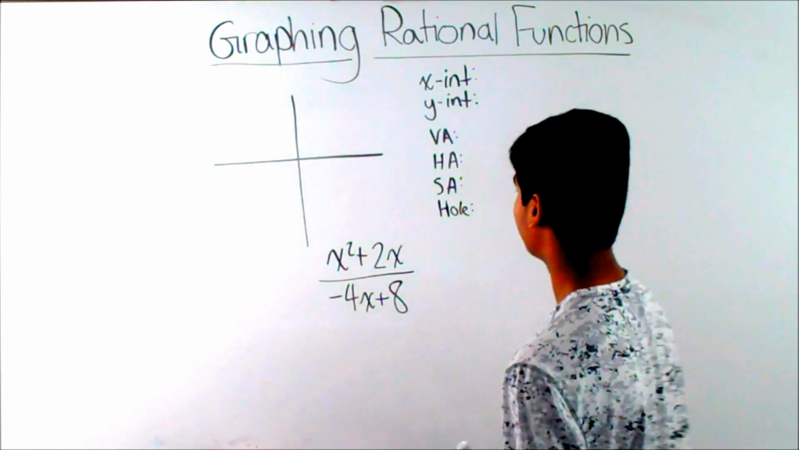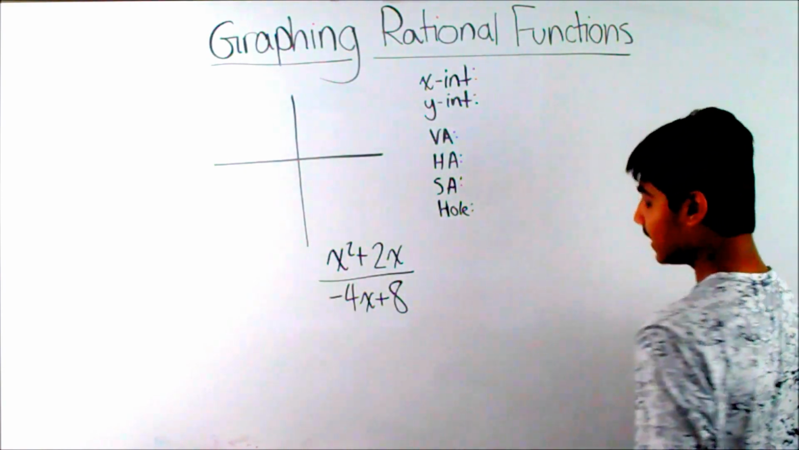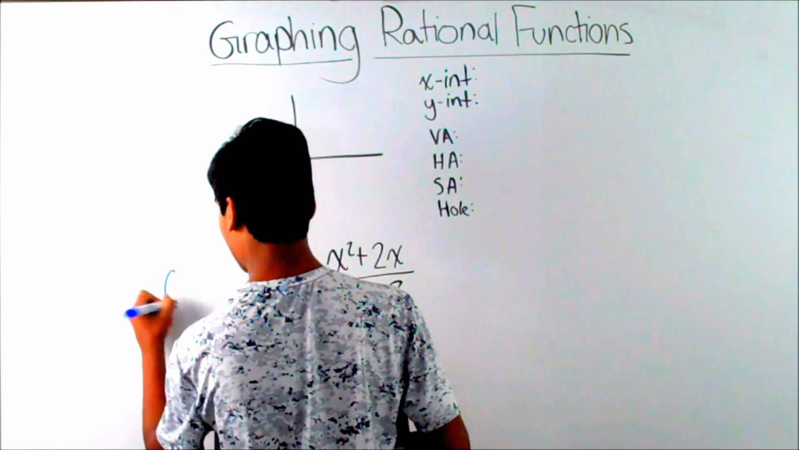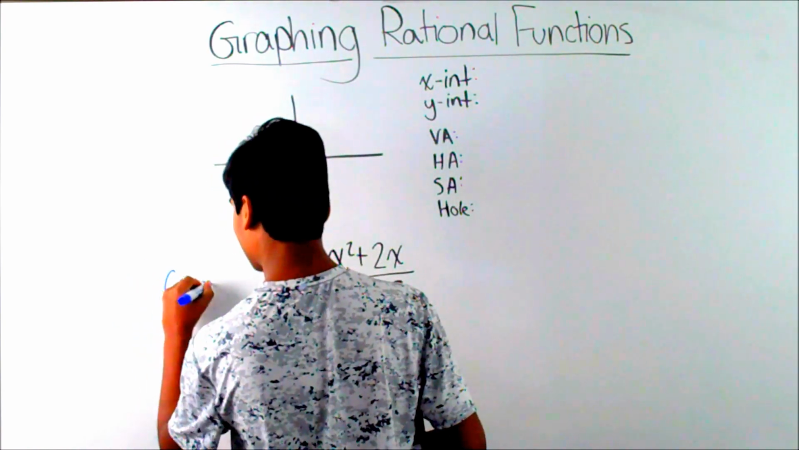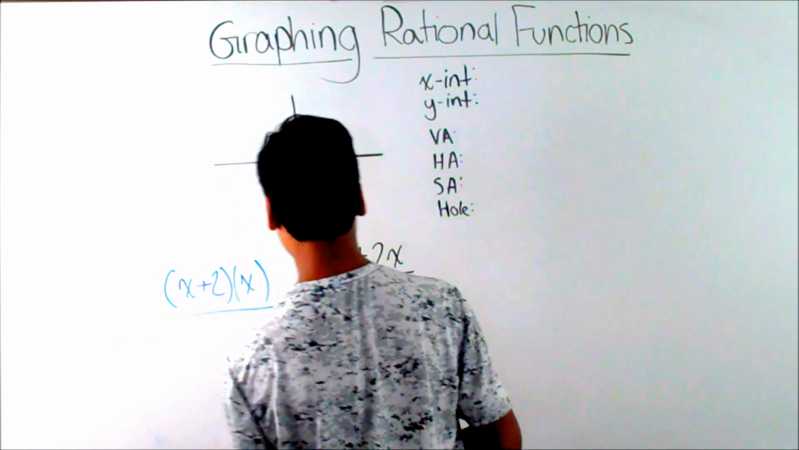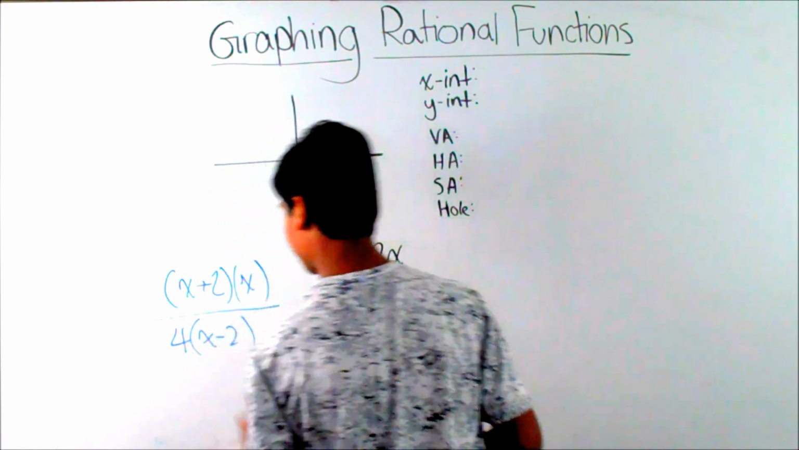So let's do that. So we have x squared plus 2x over negative 4x plus 8. So let's first expand this. Basically, we're going to factor it out. So we're going to have x times x plus 2 over negative 4 times x minus 2.